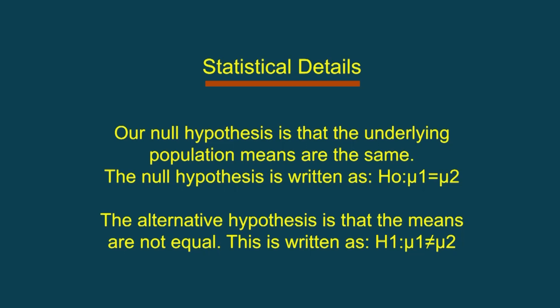The null hypothesis is that the underlying population means are the same. So we write the null hypothesis as H naught: mu1 equals mu2, where mu1 is the body fat average for men and mu2 is that for females. The alternative hypothesis is that the means are not equal. So we write it as H1: mu1 not equal to mu2.